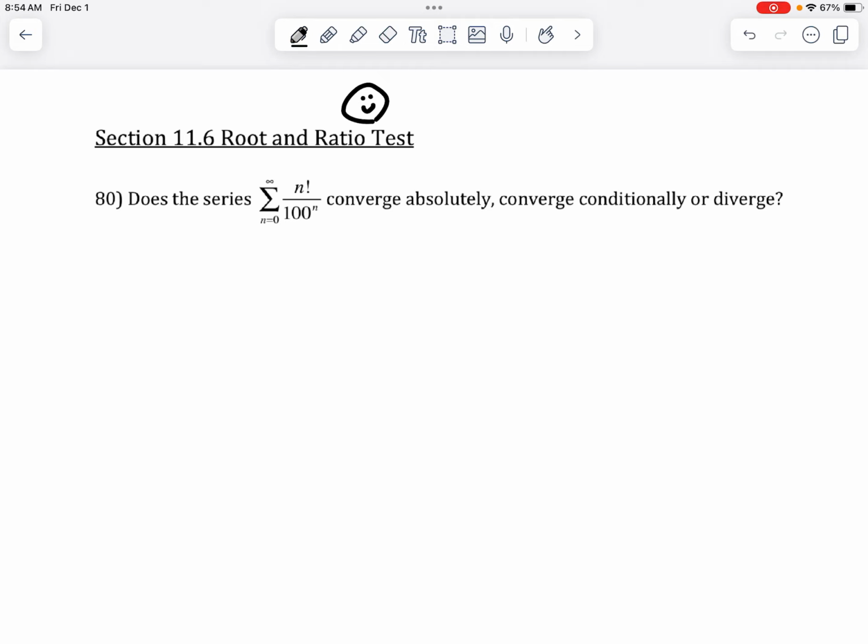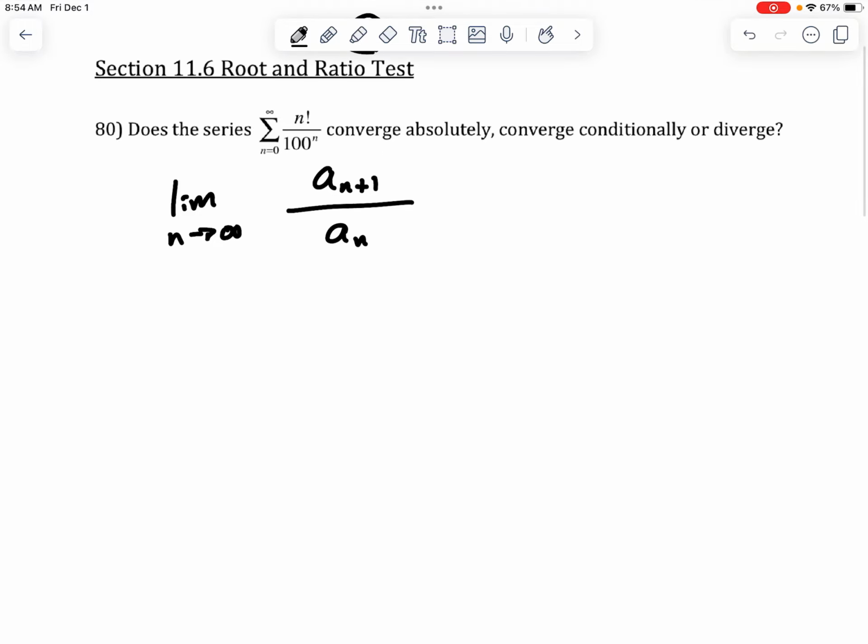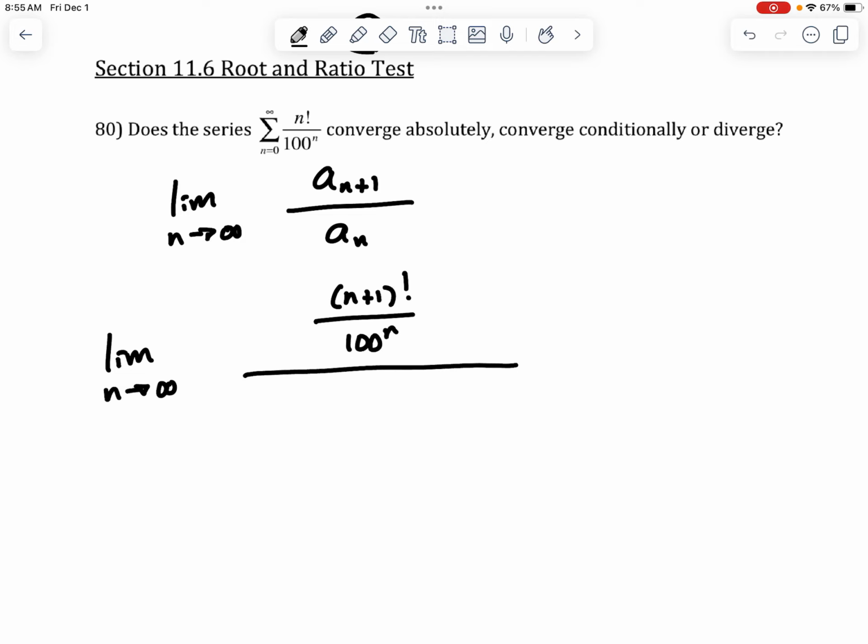So use the ratio test, which basically says take the limit as n goes to infinity, substitute n plus 1 in for n, that is the numerator. For the denominator, you just use the function with n. All right, so for this one, it's going to look like take the limit as n goes to infinity, then make a big fraction, use n plus 1 instead of n. There's the numerator, and for the denominator, it will just have the original function, n factorial and 100 raised to the n.